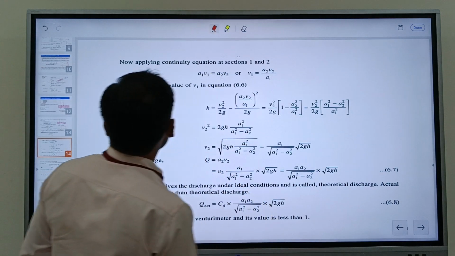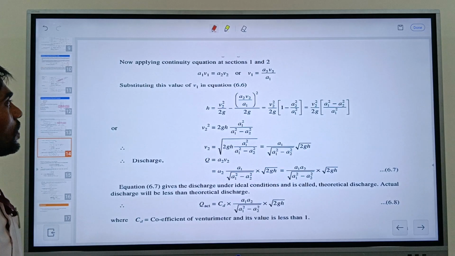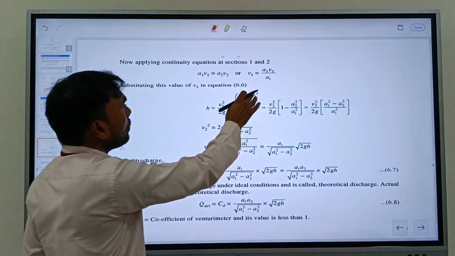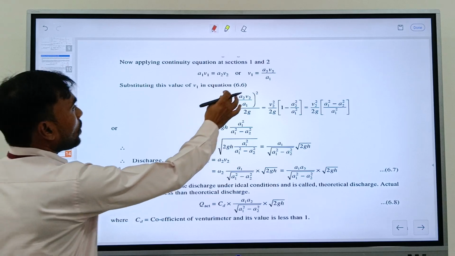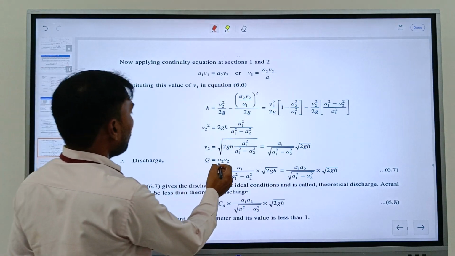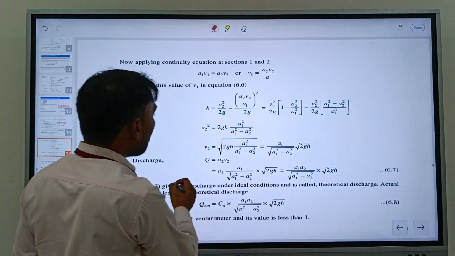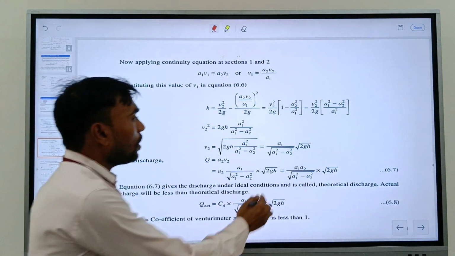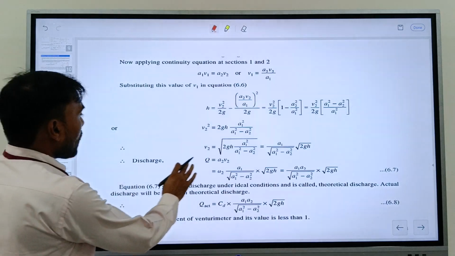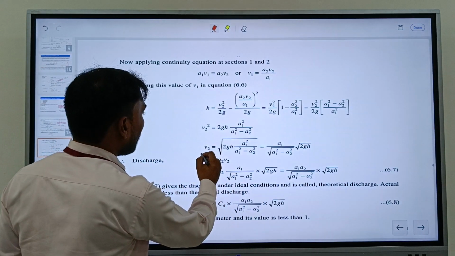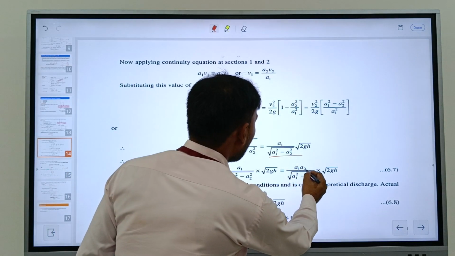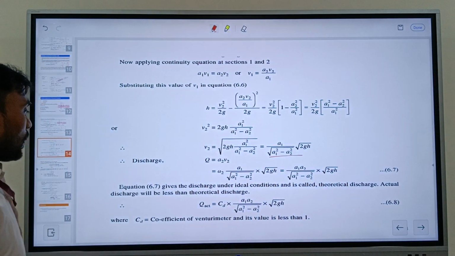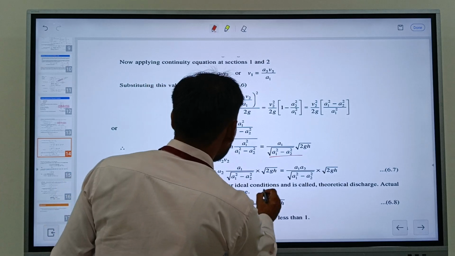Now after this, if you apply the continuity equation at sections 1 and 2, you can write A1 V1 equal to A2 V2, or V1 equal to A2 V2 by A1. Further, if you put the value of V1 squared and simplify, the final value will be V2 equal to A1 by square root of A1 squared minus A2 squared, into square root of 2gh. So the discharge Q can be written as A2 V2, and putting the value of V2, it will be equal to A1 A2 divided by square root of A1 squared minus A2 squared, into square root of 2gh. This equation is the discharge under ideal conditions.